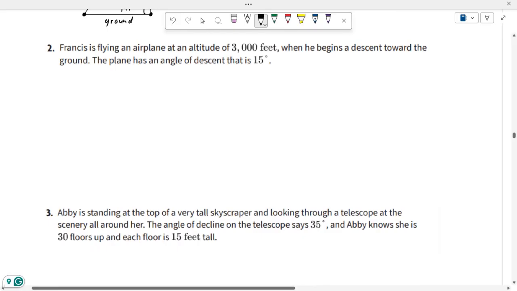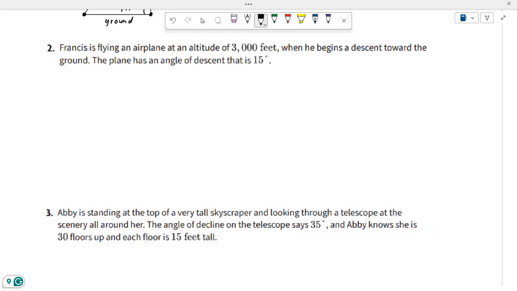Number 2. Francis is flying an airplane at an altitude of 3,000 feet when he begins a descent toward the ground. The plane has an angle of descent that is 15 degrees. All right, so this is going to be one of those situations where it's not really going to be drawn to scale. No, the 15 is going to make it a little bit too challenging. So I'm not going to worry about this being to scale or not. I'm just going to draw it.